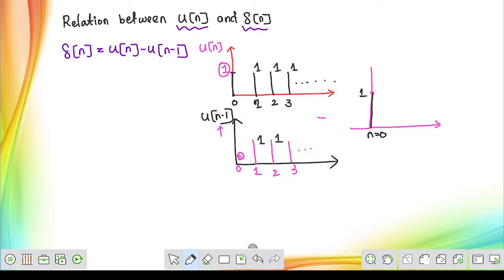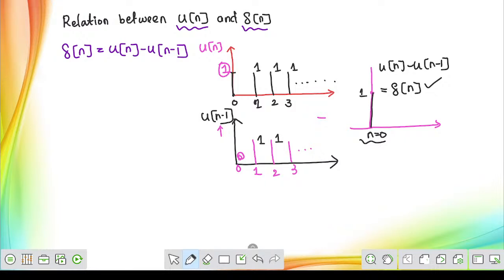If your function lies only at n equal to 0, this is written as u of n minus u of n minus 1. Absolutely we are correct. But if your function lies only at n equal to 0 and that value is 1, that is nothing but del of n. We saw the value of del of n is 1 at n equal to 0 and 0 in all other places. So u of n minus u of n minus 1 equals del of n. That is another most important property of an impulse function.